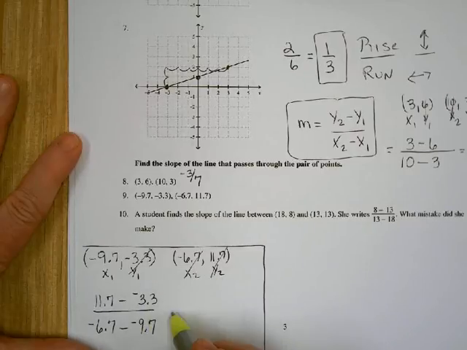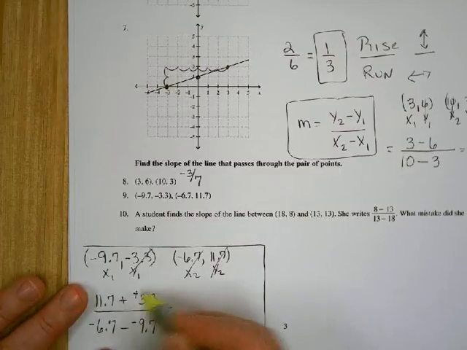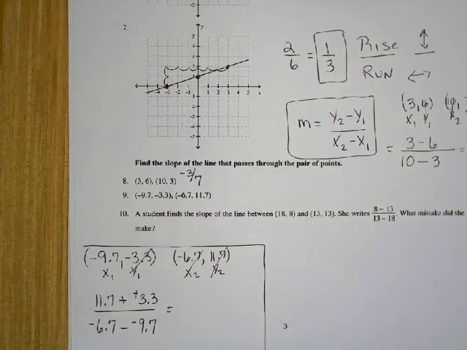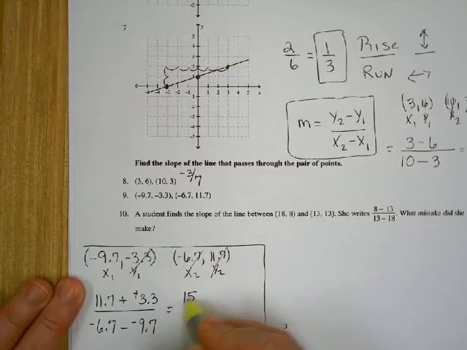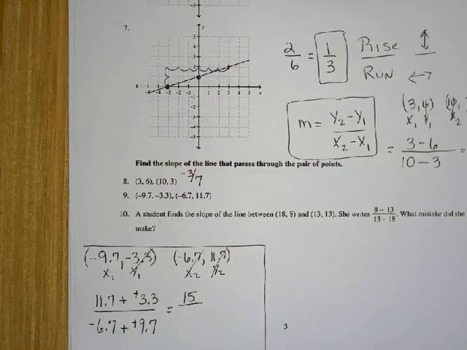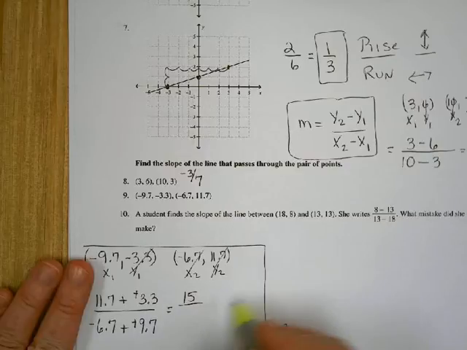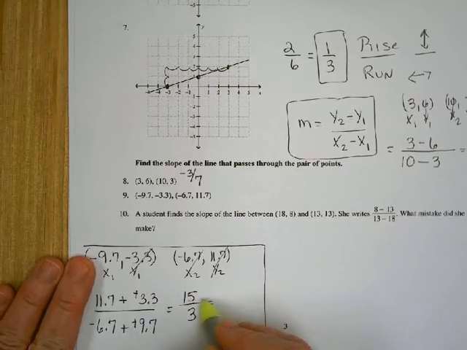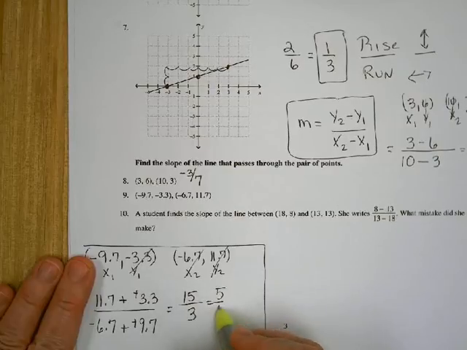Now you need to be careful with your integer rules. You know that this is actually going to turn into addition, and when we add 11.7 and 3.3, we get 15. This also turns into an addition problem. This is negative 6.7 plus 9.7. It's 3. So the slope here, you need to simplify that fraction, is 5 over 1, and you can just write it as 5.